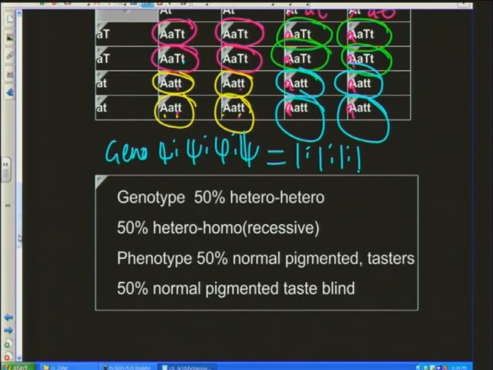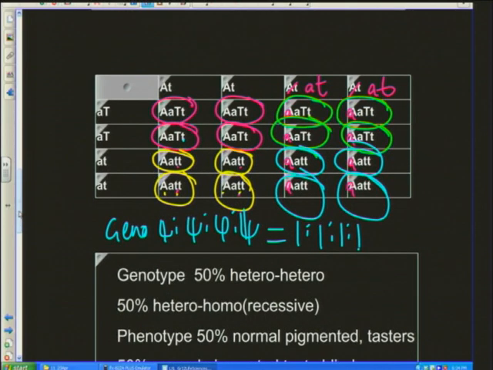The phenotype, now you have to count again. What's the story here? These ones, 1, 2, 3, 4, are normal skin and tasters. These ones here are normal skin and tasteless. I'm writing it there so that we can understand, right? And these ones here, the green ones, they are albinos, but they still can taste. And the last lot, this one here, they are albinos and tasteless.